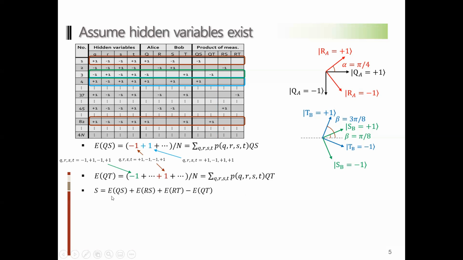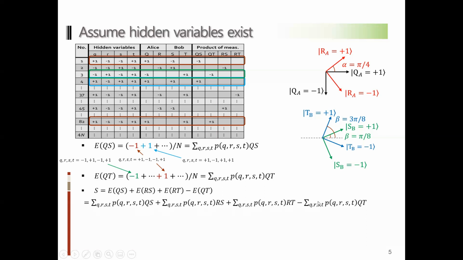Now we define some parameter called S, and S is defined in this way. We note that there is a minus sign here. Now I can plug in all these formulas here, so I just replaced each of the expectations with this sigma expression.